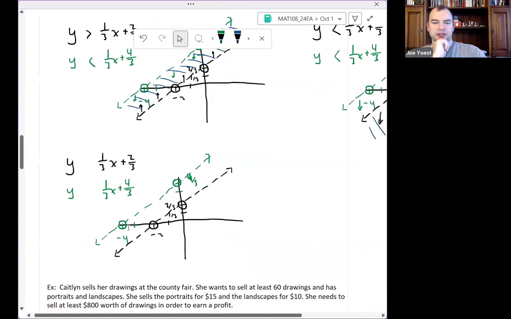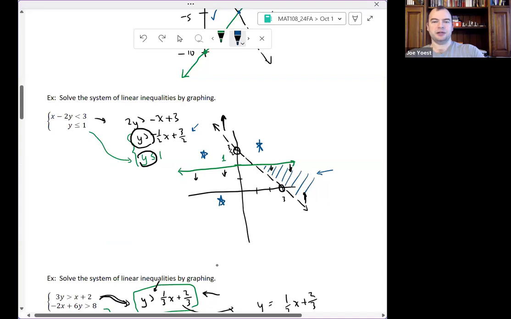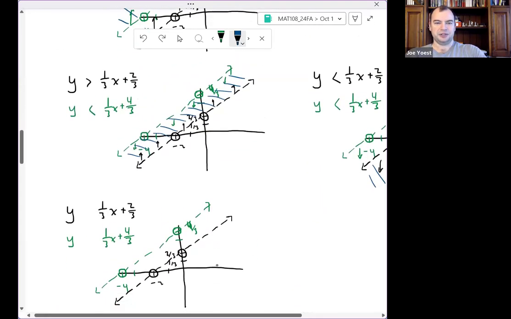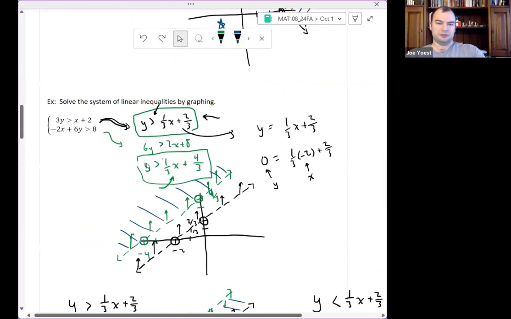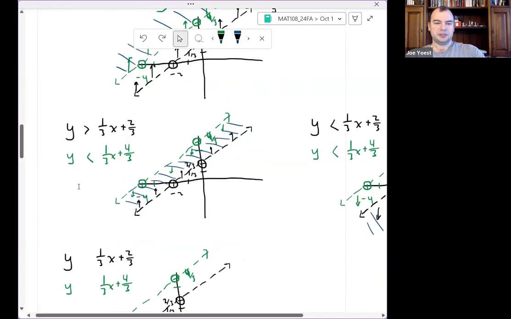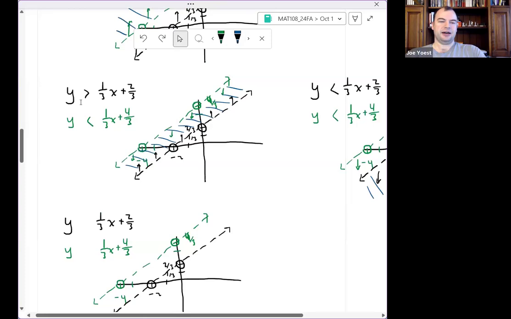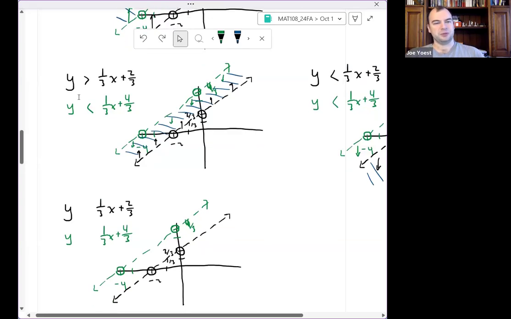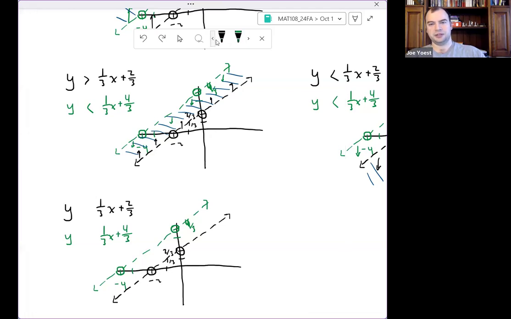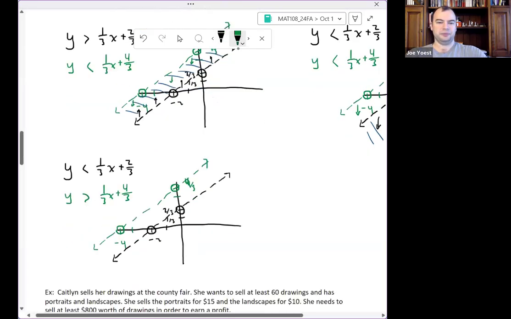But if I look down here, what happened to my 4th region? I kind of have like 1, 2, 3 regions now. My 4th region kind of disappeared. I've investigated what happens if I have y bigger than for both, or y less than for both. I've also investigated what happens if I have mixed, where the black inequality is y greater than and the green is y less than. What's my 4th possibility? Well, I guess the 4th possibility is the black inequality is y less than, the green is y greater than.